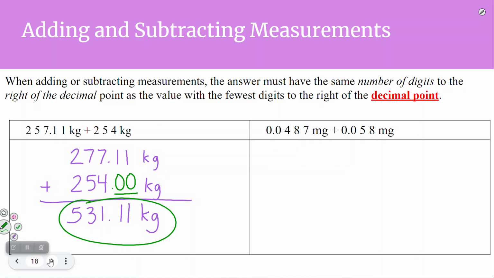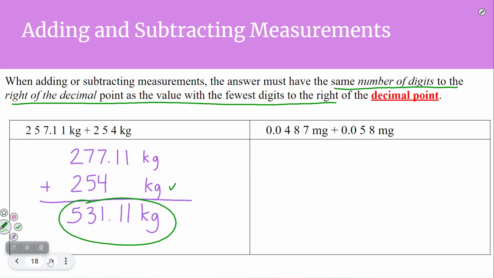So with that being said, we go back to our original guideline here: when you're rounding a measurement after adding or subtracting, you must have the same number of digits to the right of the decimal as the value with the fewest to the right of the decimal. So between 277.11 and 254, which measurement has the fewest number of digits to the right of the decimal? The answer you're looking at is this one.